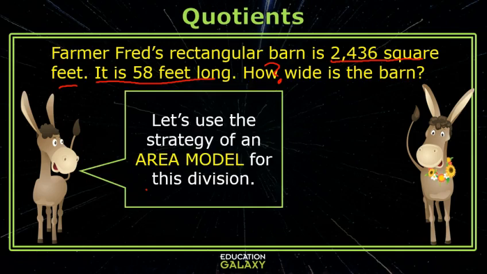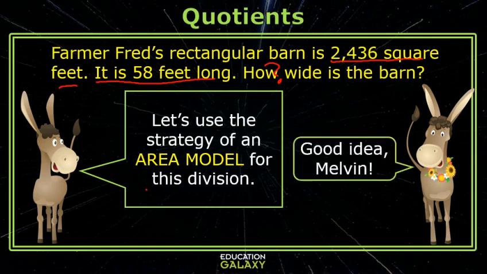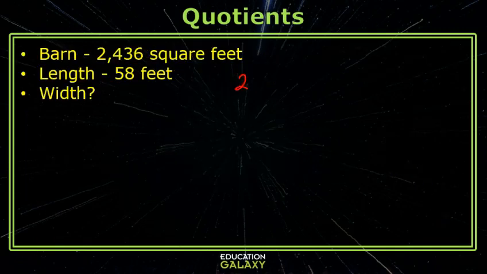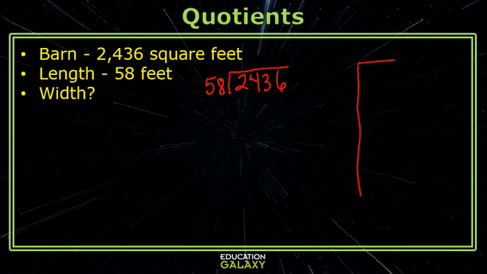Yeah, let's use the strategy of an area model for this division, Maisie. Yeah, good idea, Melvin. So we have 2,436 square feet for the area of the barn. The length is 58, so if I divide, I'll get the width. The first thing that I do in an area model is draw a rectangle. Since 58 is my divisor, I write it at the top.